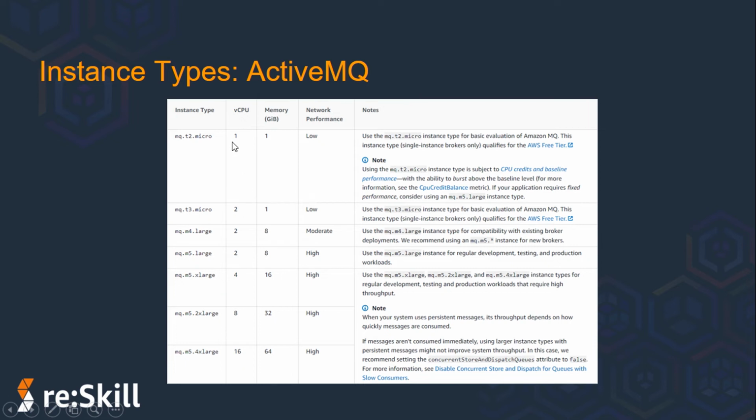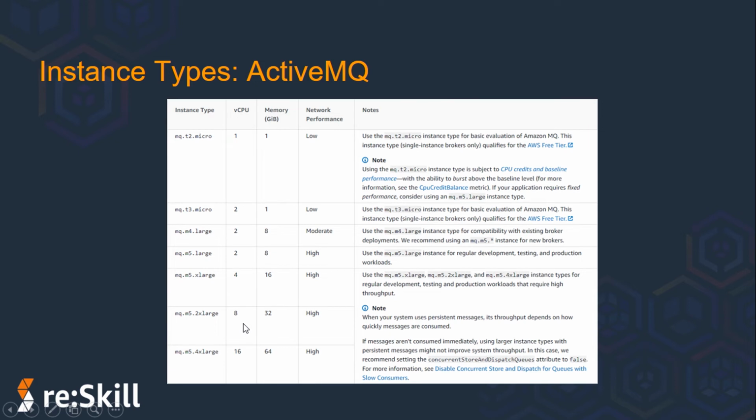They differ in the resources that they have. Like somebody will be having 1 CPU, another is having 16 CPUs, 64 GB of memory, and obviously the network performance will be high as you go to the higher instance types.